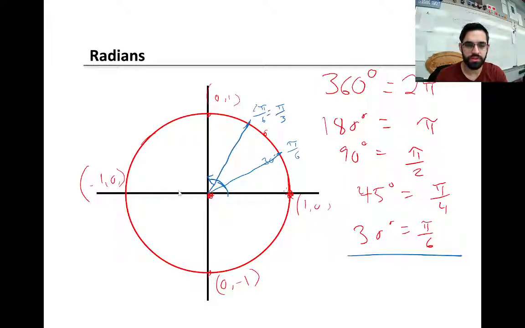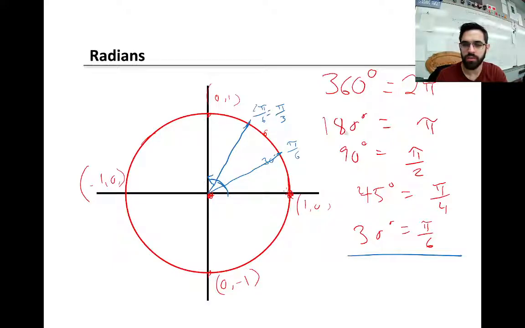But half of a circle is also a flat line, so it's 180 degrees. So 180 is pi. And that's probably the most useful conversion metric to memorize. Pi is 180 degrees. 180 degrees is pi. But we can keep cutting those in half and finding more equivalent radians.